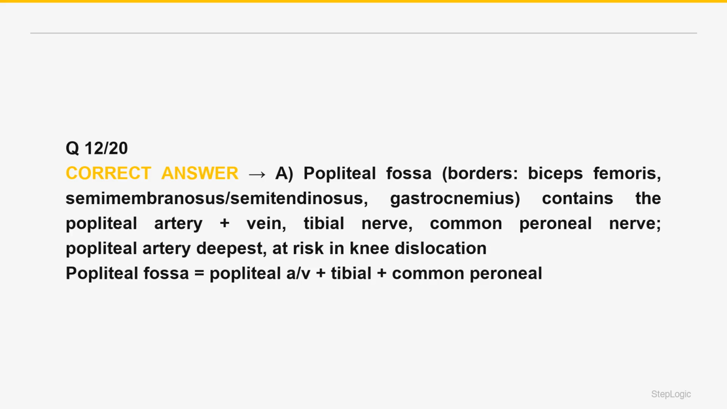The depth ordering and clinical relevance are high yield. The popliteal artery is the deepest structure, closest to the bone and joint capsule, with the popliteal vein superficial to it and the tibial nerve most superficial. Because the artery is tethered and deep in the fossa, it is at significant risk of injury in posterior knee dislocation or supracondylar femur fractures, making distal pulse and perfusion assessment essential. A popliteal Baker cyst can also occupy the fossa. The popliteal artery and vein, with the tibial and common peroneal nerves, bordered by the hamstrings and gastrocnemius, are the contents.